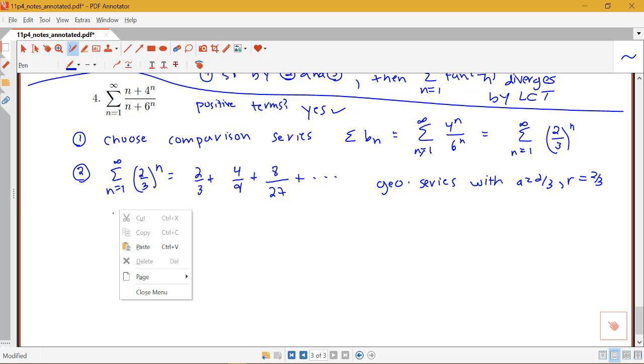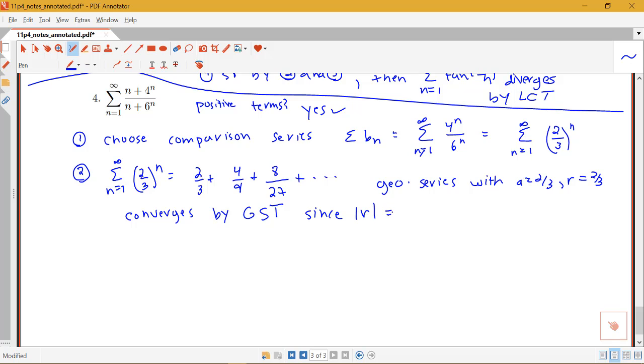So using our geometric series test here, we can say that this series converges by the geometric series test, so we can use that abbreviation, since the absolute value of r equals 2/3 is less than 1. Okay, so we've chosen our comparison series, shown that that series converges with an explanation here. So now we can go ahead and do that limit step.